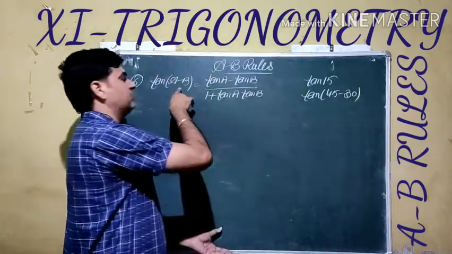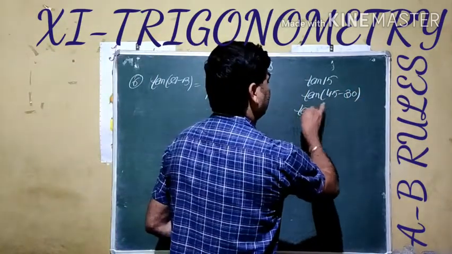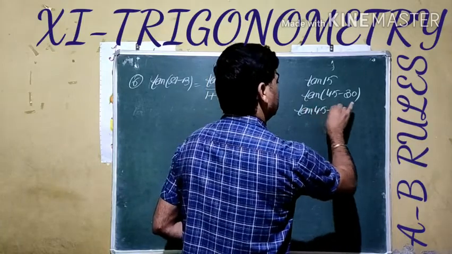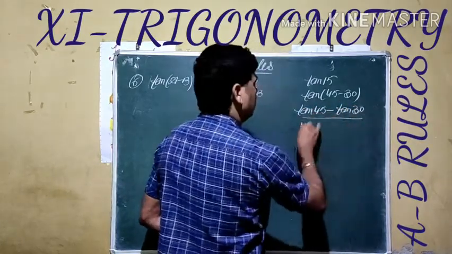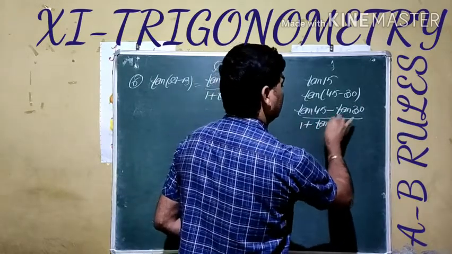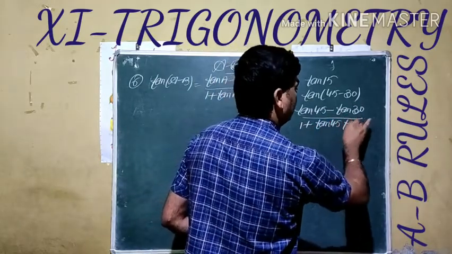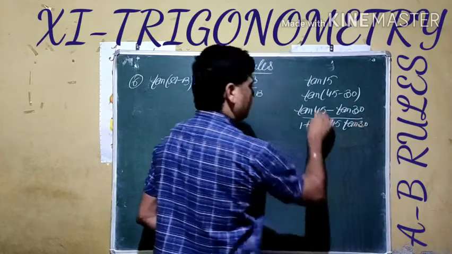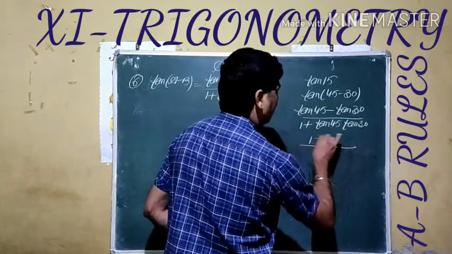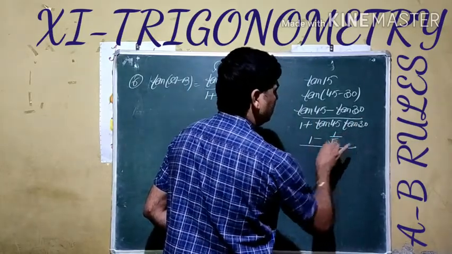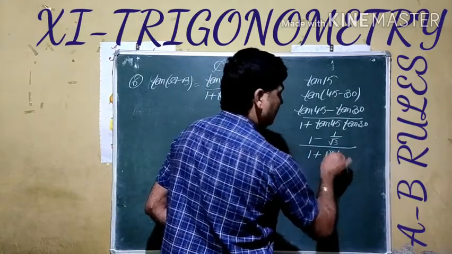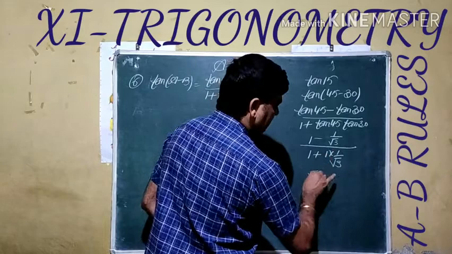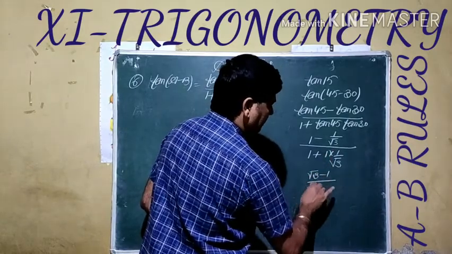Now it becomes the difference of two angles rule. So we can write it using this rule: tangent A minus tangent B divided by 1 plus tangent A tangent B. Now using the values from the table, tangent 45 is 1 and tangent 30 is 1 by square root 3. Same, we put downside. If we simplify by LCM, we get square root 3 minus 1 divided by square root 3 plus 1.